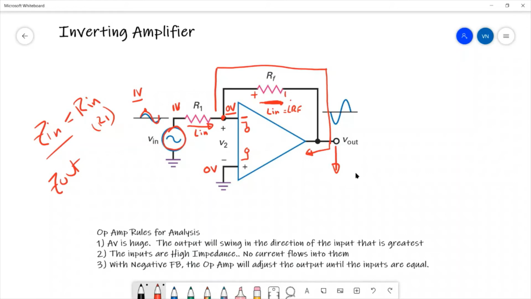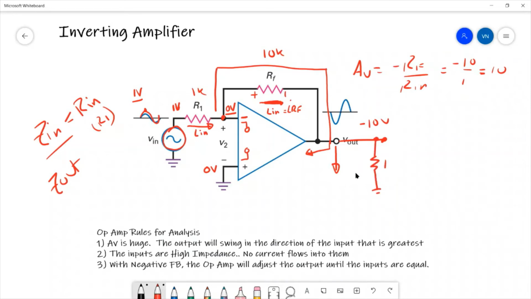We had figured out that the gain of this circuit, AV equals minus RF over Rin. Let's make this 10K, make this 1K. That means gain is minus 10 over 1, minus 10. If I put 1 volt here, that means that there is minus 10 volts on the output.